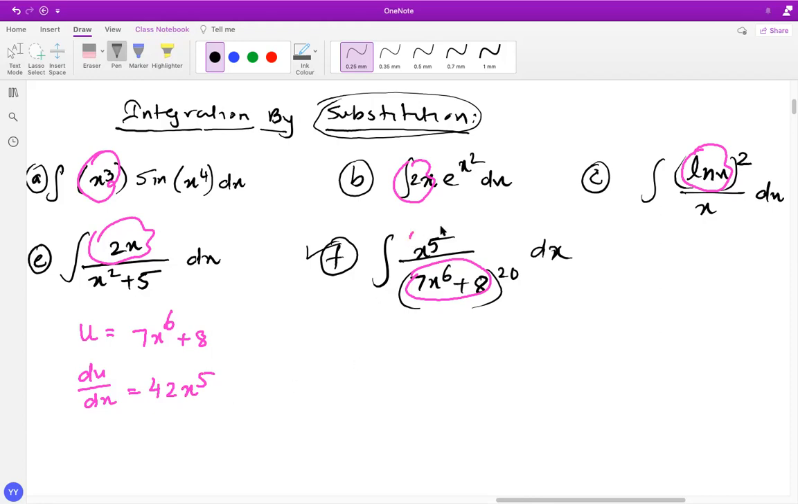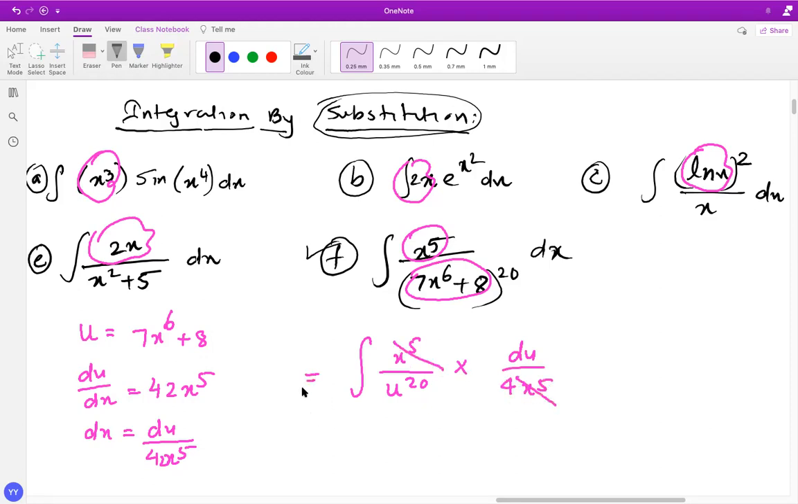Now, even though I don't have 42 here, that's okay. So what we can do is make dx the subject, or, if you just want to get rid of this x to the power 5, dx is du over 42x to the power 5. So at the end, what we get is x to the power 5 over u to the power 20 times du over 42x to the power 5. This and this get cancelled. So what we get at the end is a constant times du over u to the power 20.